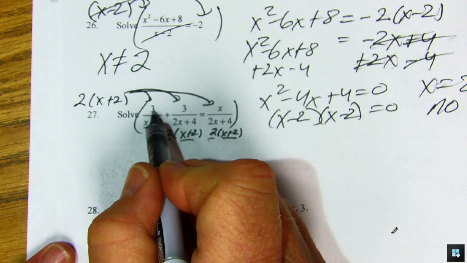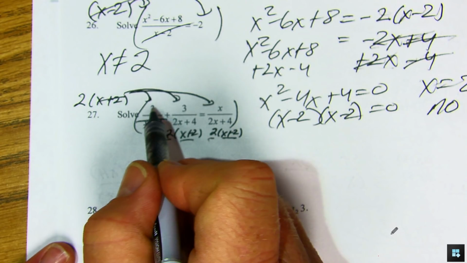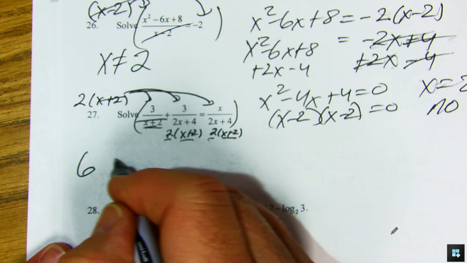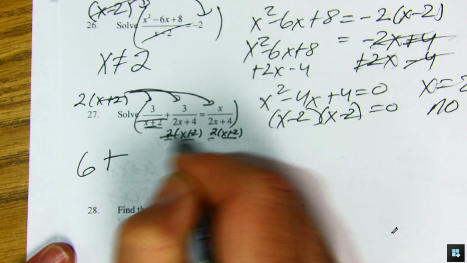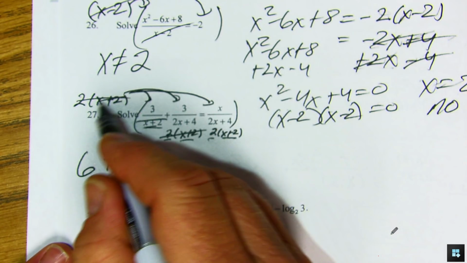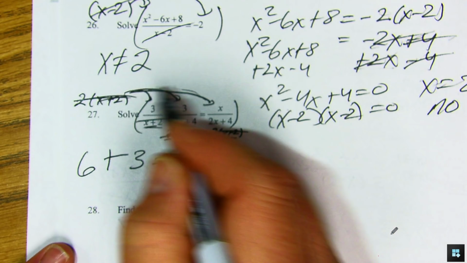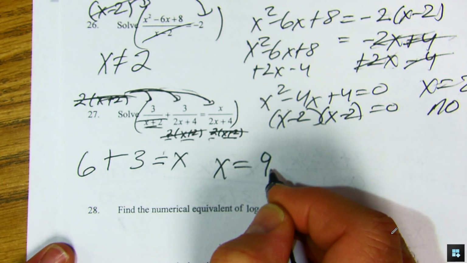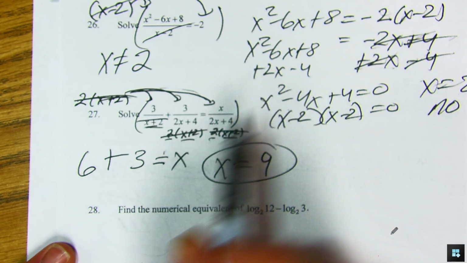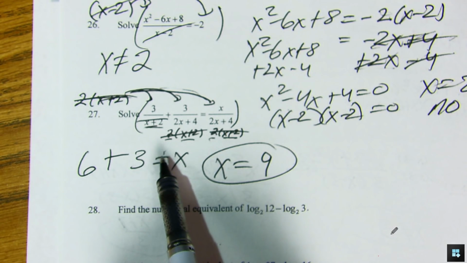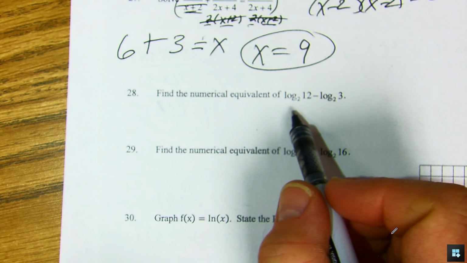So when I come into here, the x plus 2's go away. 3 times 2 is 6. Plus, when I come to here, both go away, so that gives me 3. Equals, when I bring to here, they both go away, which gives me just x. So therefore x equals 9. Make sure it's not one of your excluded values. X cannot be negative 2. That's it. You're good.